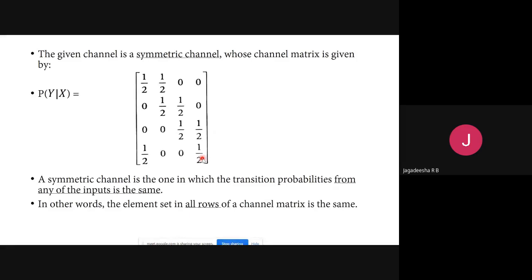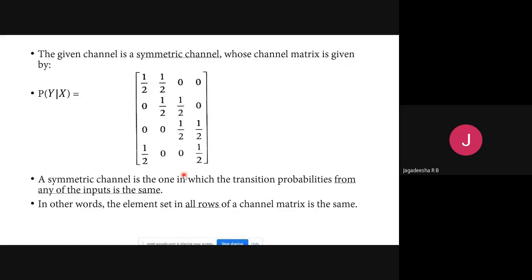In other words, the elements in all the rows of a channel matrix are the same. Second row is the same. Third row, it's the same. And the fourth row is the same as the first, second, or third row. The values here are half, right? The transition probability is half or zero in some cases. Of course, they may be at different positions. The half is here, the half is here. That's okay. But altogether, you have the number half in every row, right?